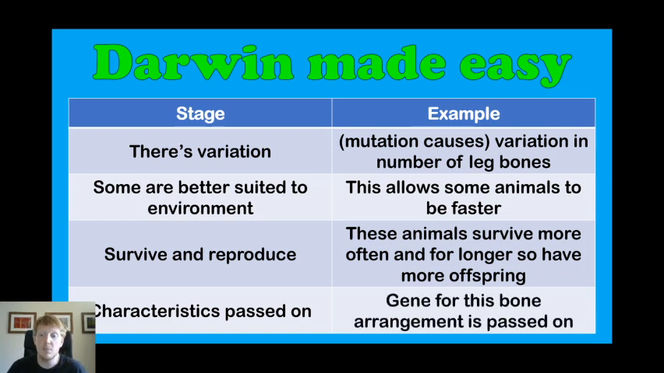And so the gene for this bone arrangement is passed on to the next generation, and over many, many generations you get slow change over time, or evolution. And this is natural selection. These 4 things in different contexts, okay?